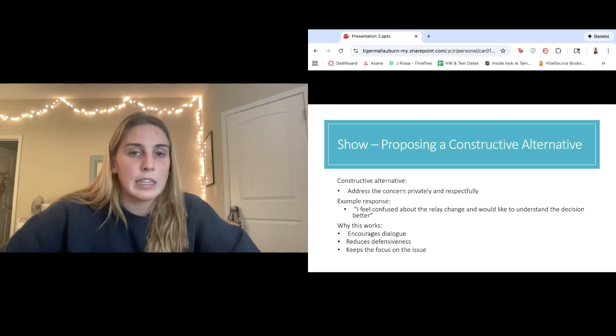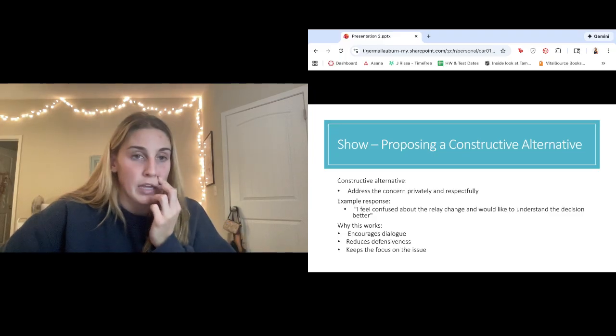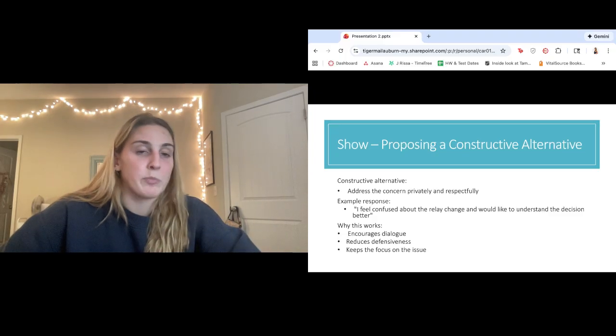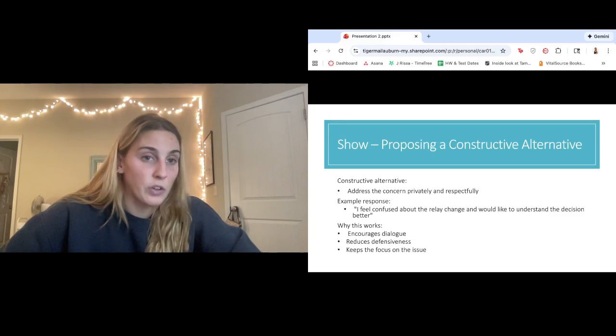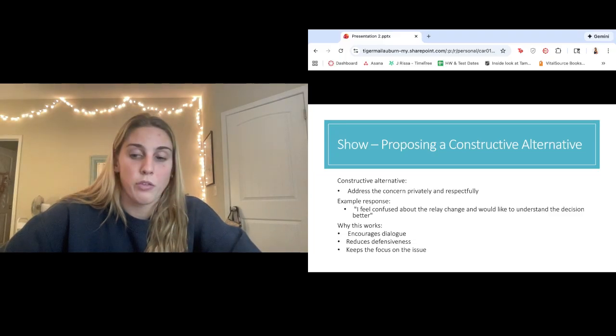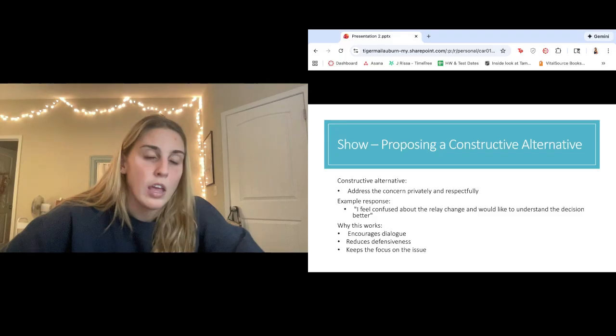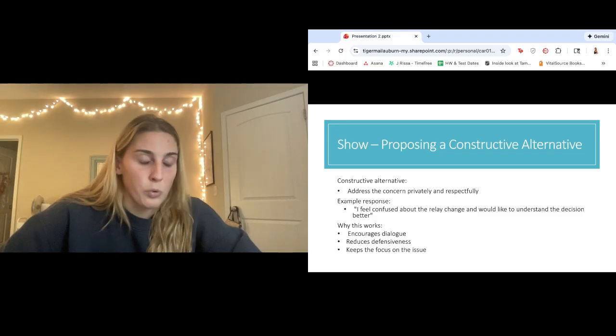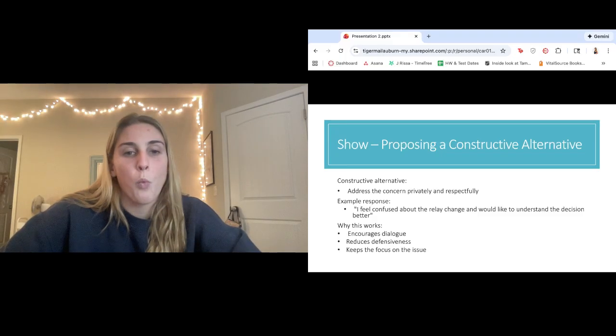anything other than any type of public criticism. And I really like this example because the I statement is very useful here because it expresses how this person is feeling and their emotions without throwing blame directly on that other person, whether it's the athlete or a coach.